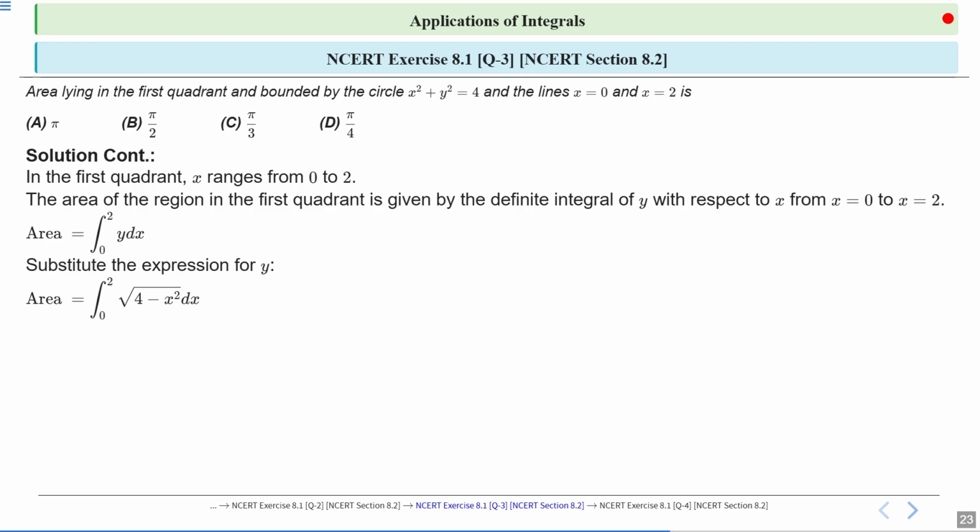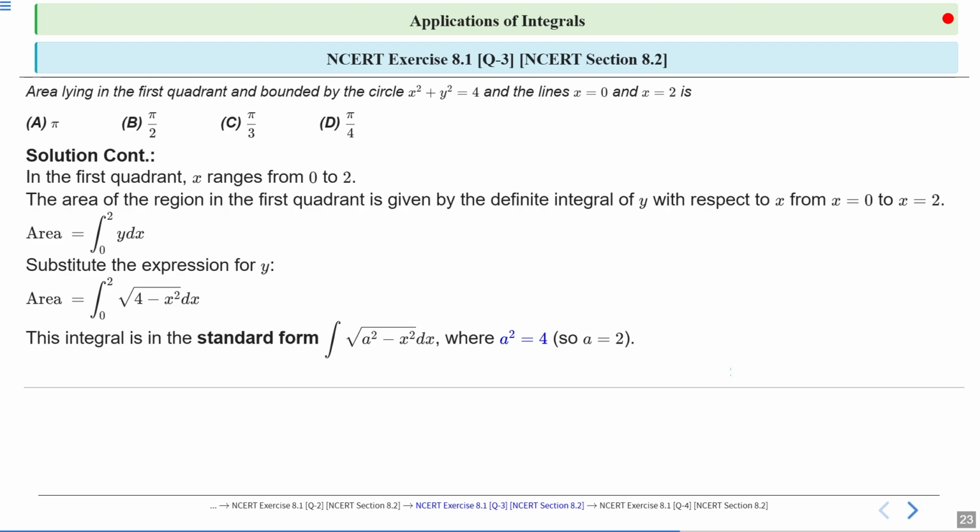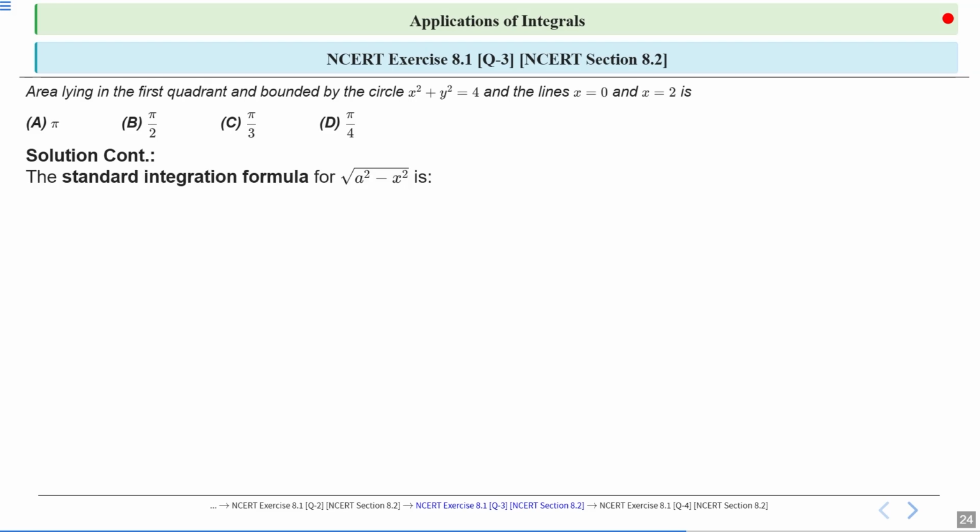square dx. And this is the integral in the standard form, that is the integral of root under a square minus x square, where a square is equal to 4, so a is equal to 2. And the standard integral formula for root under a square minus x square is x by 2 root under a square minus x square plus a square by 2 sin inverse x by a plus c.